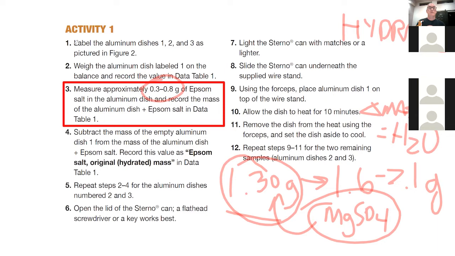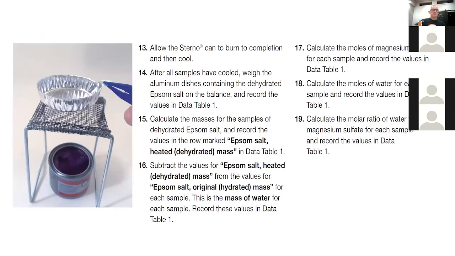So, fairly straightforward experiment. This is our setup here. You're going to want to label the dishes 1, 2, and 3, and as you're heating the first one, you can start weighing out the second and the third, so you'll have those things ready to go. Heat them each for like 10 minutes and then let them cool.